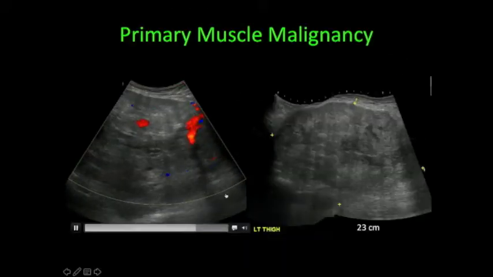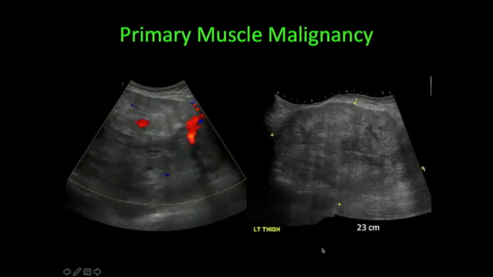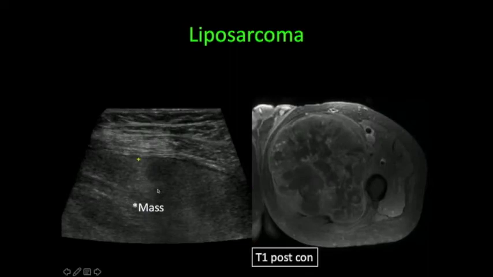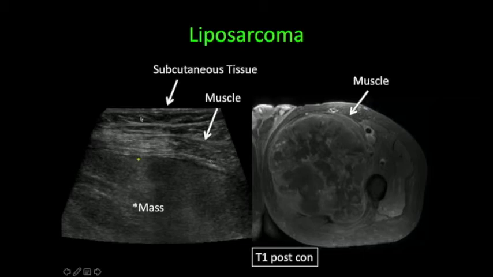This was a recent case I had in my institution, and as you can see, this is a very large heterogeneous mass with color Doppler flow. The one thing that's nice about imaging primary muscle malignancies or sarcomas is they're usually not subtle at their primary presentation. So looking at this, you would be extremely suspicious for malignancy. And when we use our high frequency transducer, it's just nice to be able to see that this is actually within the muscle. You can see the subcutaneous tissue, and then you see the muscle layer, and the mass is within it. And then we did an MRI, which showed this large heterogeneous mass with enhancement, and this was a liposarcoma.